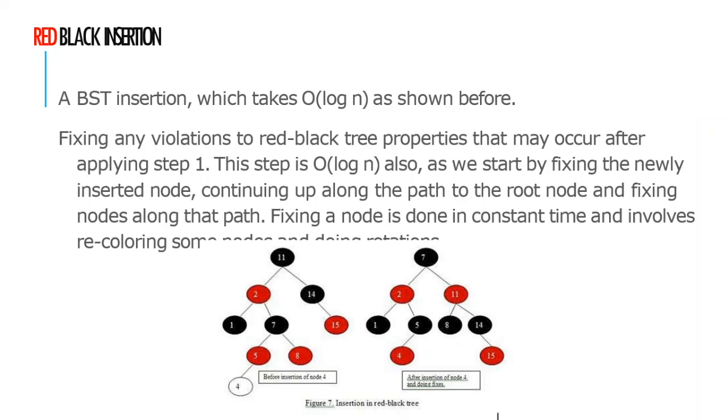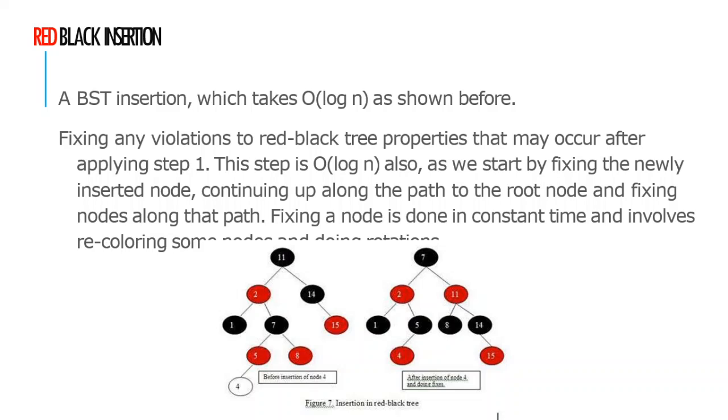Thank you. Balanced tree insertion, which takes big O of log n, as shown before, will fix any violations to red and black trees property that may occur after applying the first step. This step is big O of log n. Also, we start by fixing the newly inserted node, continuing up along the path to the root node and fixing nodes along the path. Fixing a node is done in constant time and involves recoloring some nodes and doing some rotations.